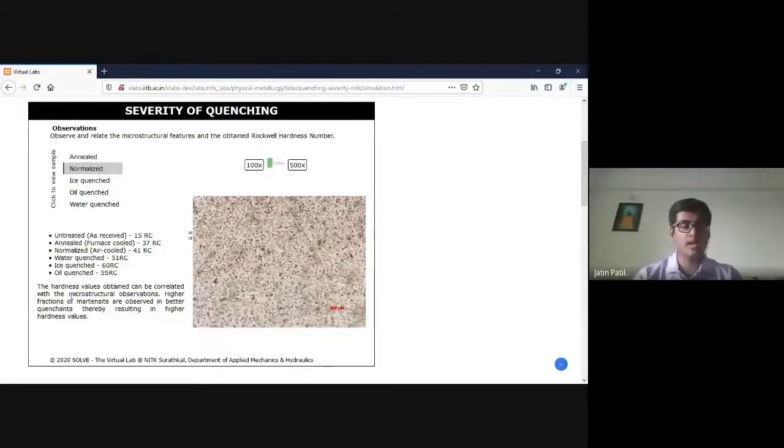Now these Rockwell hardness values can be directly correlated with the microstructural observations. Higher fractions of martensite are observed in better quenchants, which is more severe quenchants, which is the ice brine in this case, and which results in higher hardness values.